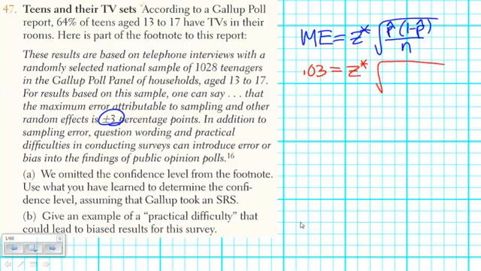Do we know p hat? 0.64, because it told us, right? 64% of teens. Do we know 1 minus p hat? 0.36. And do we know the sample size? 1028. Okay, it seems to me like we've got an algebraic equation with only one unknown.